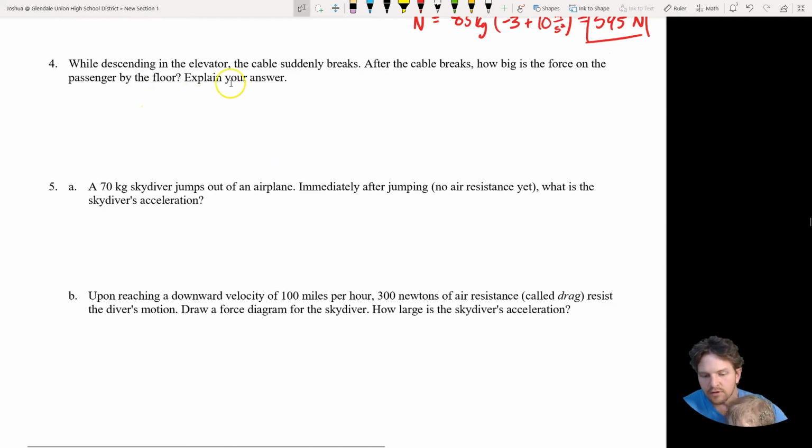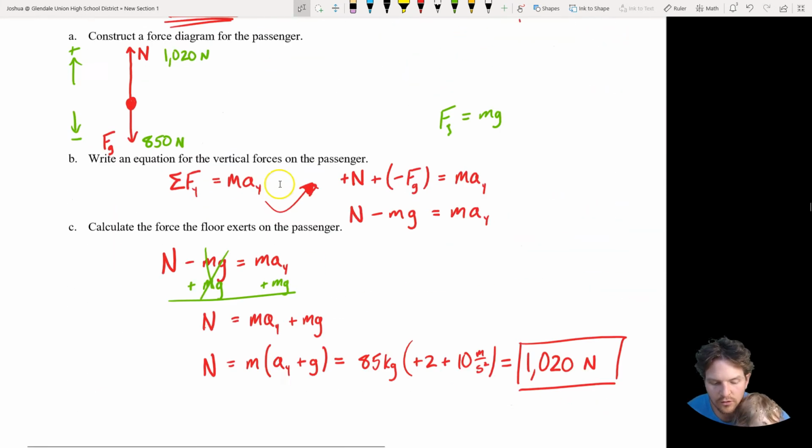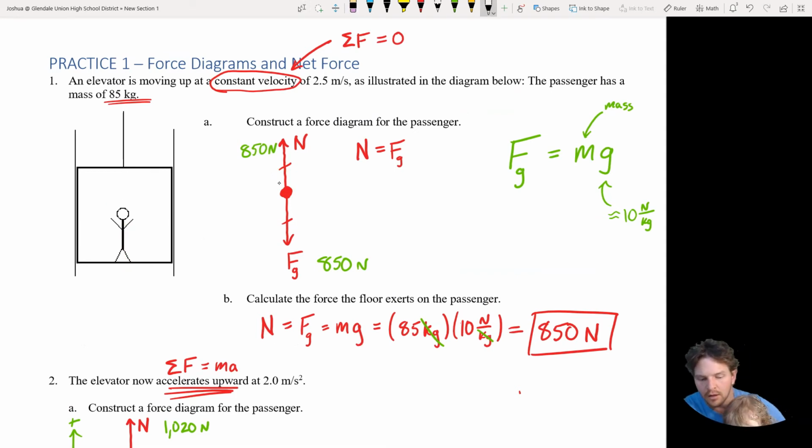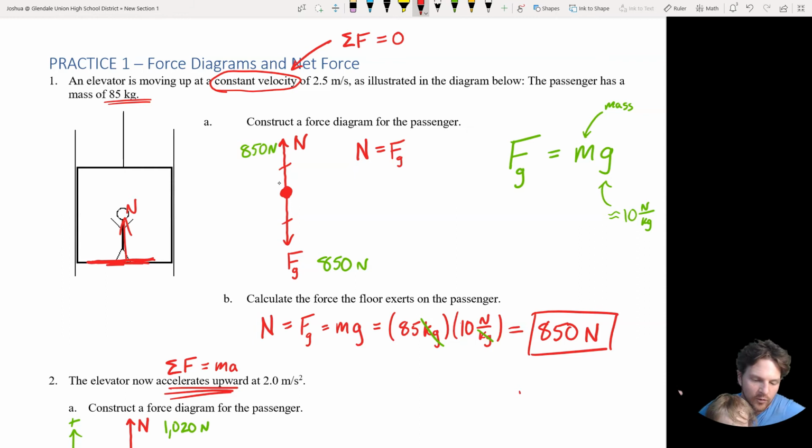While descending in the elevator, the cable suddenly breaks. After the cable breaks, how big is the force on the passenger? So we can use this picture up here again. Imagine this is your elevator. And right now, especially for this first one, right? The elevator is in the way of the person falling right there. If that floor did not exist, the person would just drop. The elevator gets in the way and pushes back up on them with what we call a normal force.